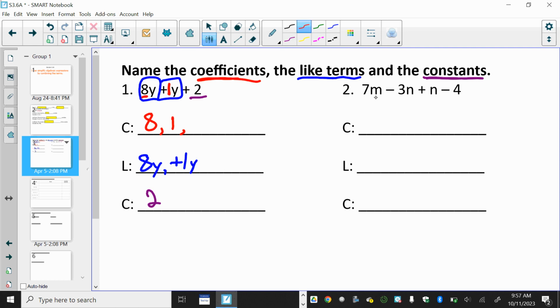All right, so let's go through them again. Coefficients in this one, we should see the 7 in front of n, this -3 in front of n, this invisible 1 in front of n, and then 4 has none. Like terms, m, no other m, so it's not m. -3n plus 1n, -3n, 1n, and then constants is just the number by itself, -4. I forgot to switch colors, but you see what we're doing. All right, next one.